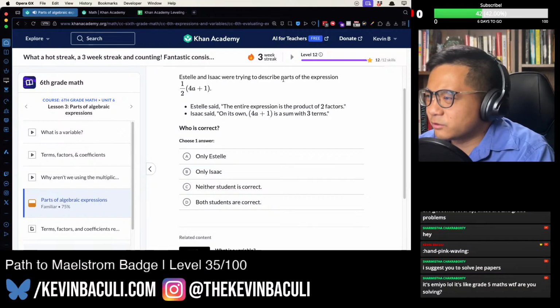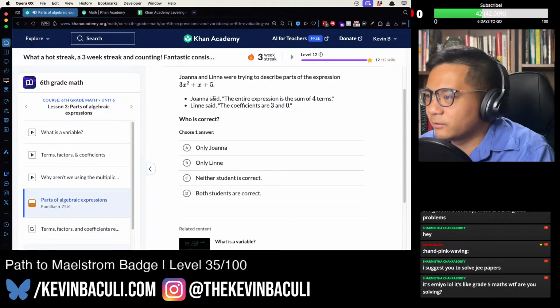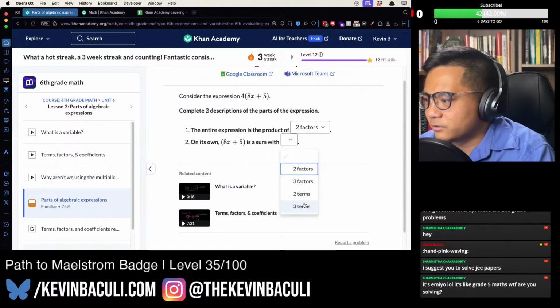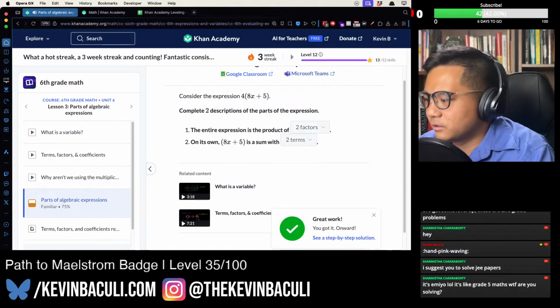Estelle and Isaac were trying to describe parts of the expression. The entire expression is a product of two factors. That's correct. Is a sum with two. No, that's one, two terms. Estelle. There we go. Okay, I get it now. It's a sum of four terms. That's incorrect. Coefficients, neither correct. Give me that bonus question. Consider the expression 4 times a quantity of 8x plus 5. Complete two descriptions. The entire expression is a product of two factors. The quantity on its own is a sum with two terms. There we go.